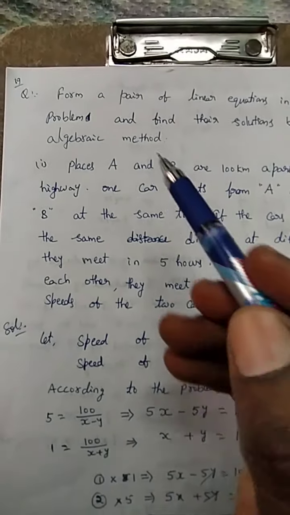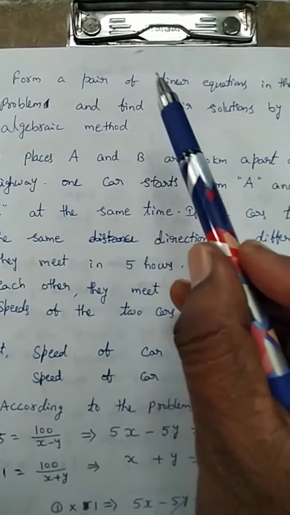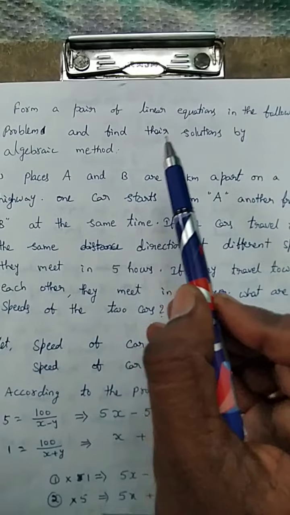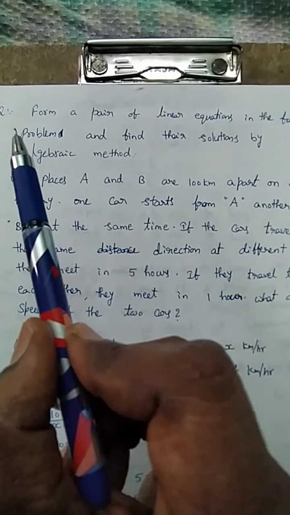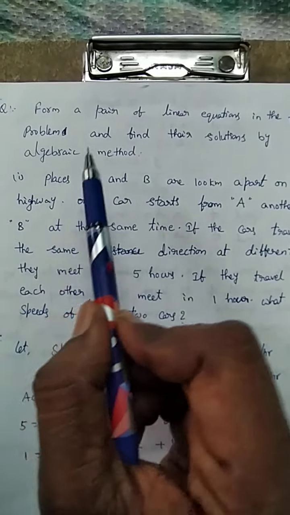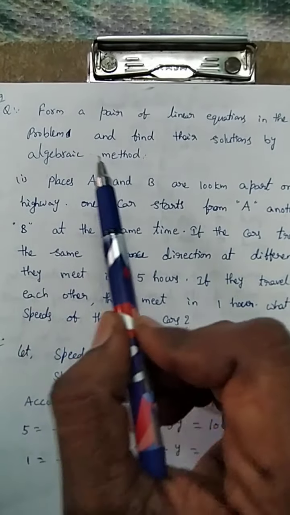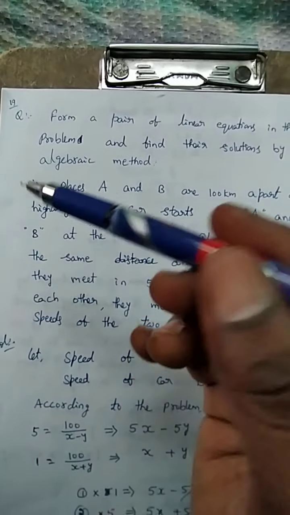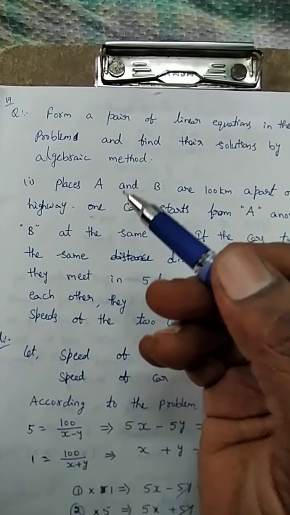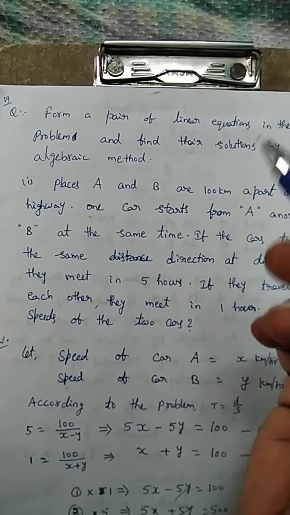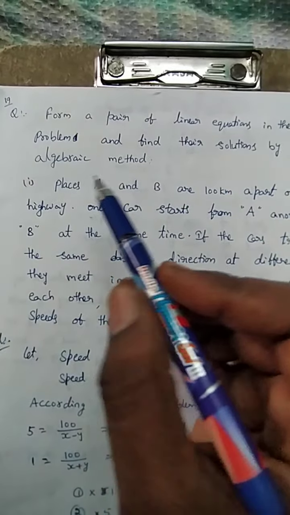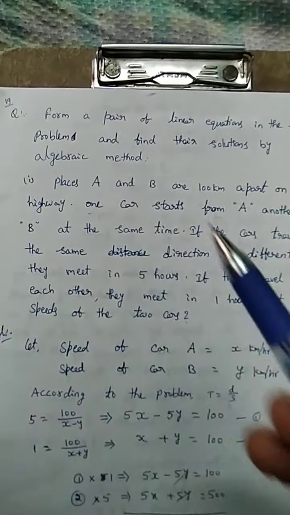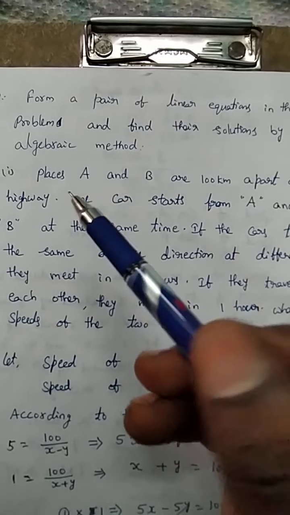So here the question is: form a pair of linear equations in the following problems and find their solutions by the algebraic method. They mentioned the condition algebraic method, not the graphical representation. Which algebraic method we use here is your wish. If you feel one method is easier for finding the solutions, you can use that only: elimination, substitution, or cross multiplication. So now go to the question.